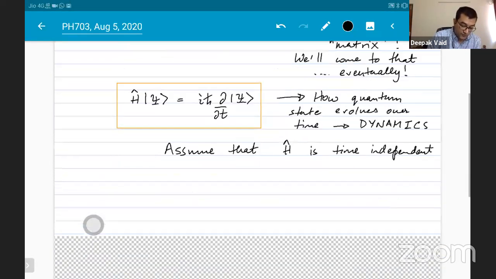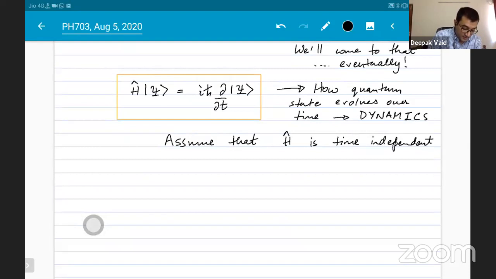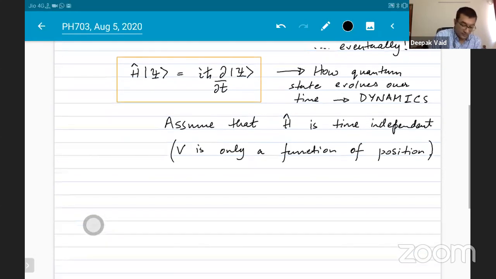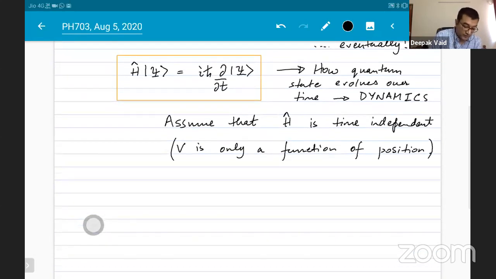So here we assume that V is only a function of position. Okay. So then we can give a very simple solution of this equation. What is that solution? First, let me write something else. Okay, a little bit different.